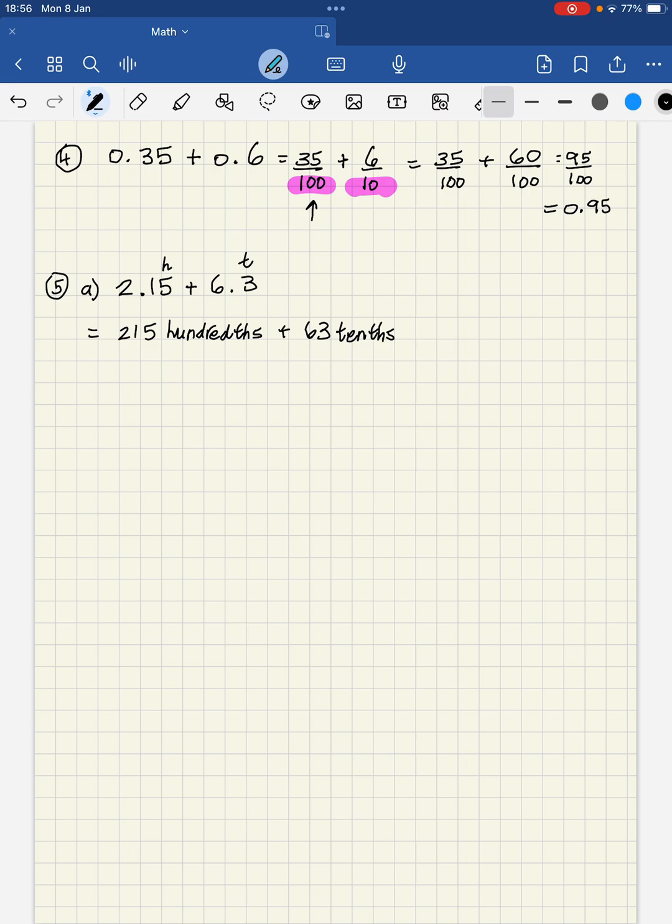Okay, so then we have to change it because we can't really add these because they're different. So we're going to keep the first one the same, 215 hundredths. And we're going to change the tenths by adding a 0 as a placeholder. So it's 630 hundredths. Okay. When we add those together, we get 5 and 0 is 5 hundredths, 1 and 3 is 4, and 6 and 2 is 8.